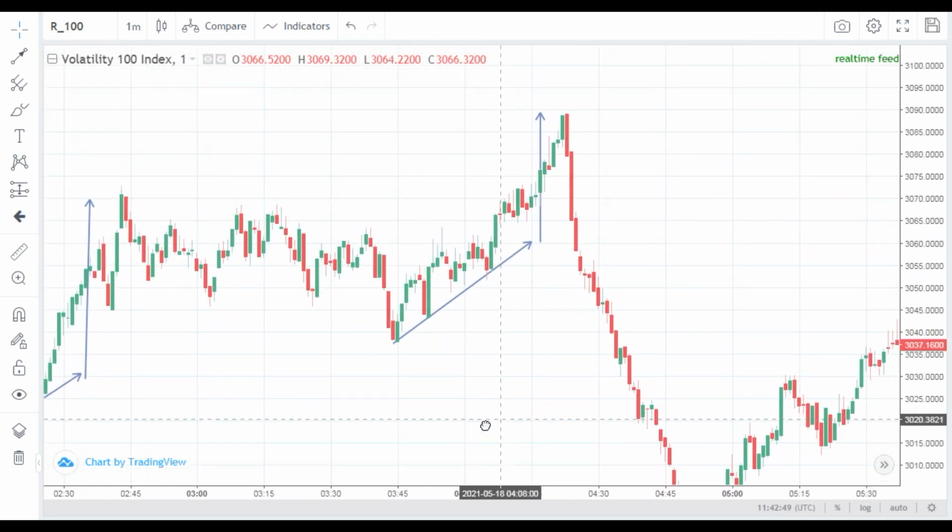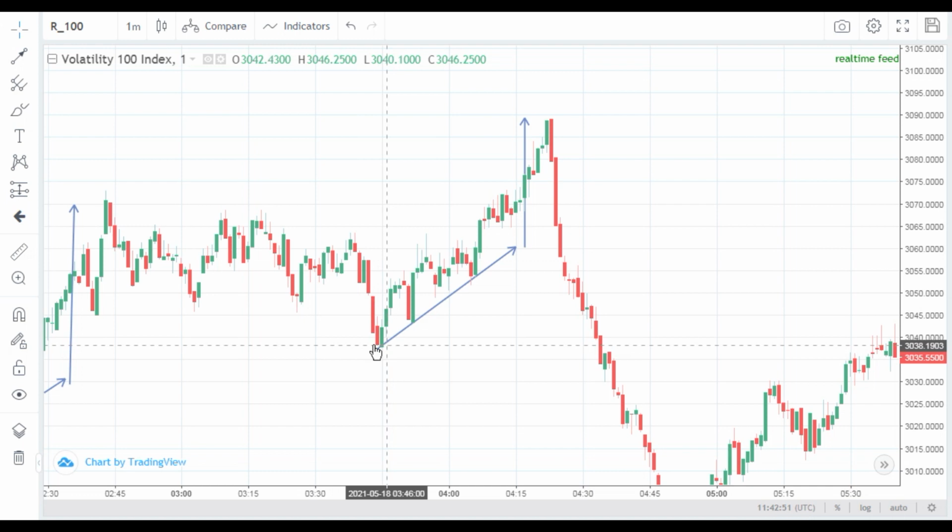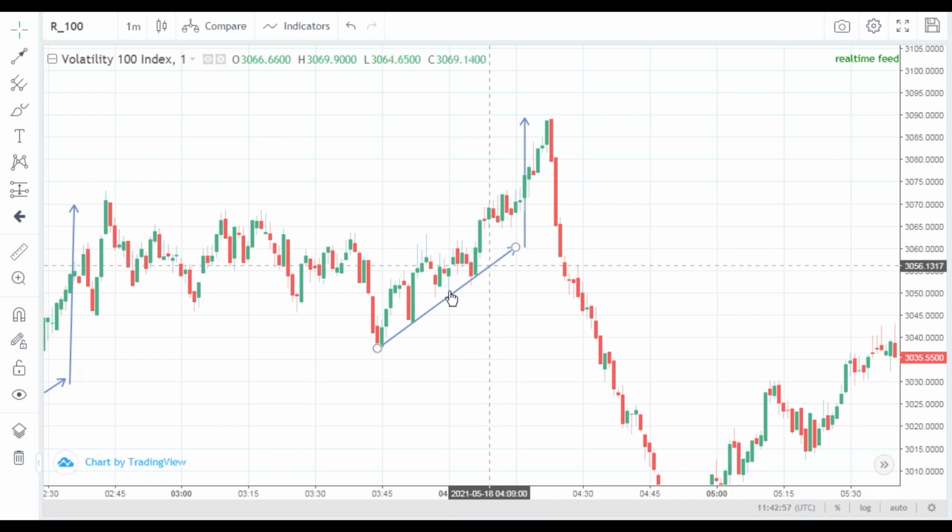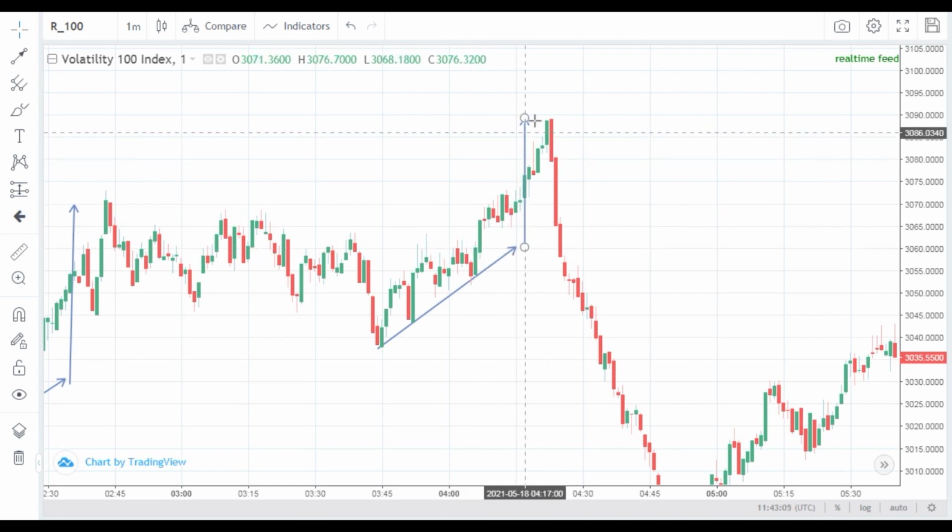Okay, there's another example right here. As I said, first touch, second touch, third touch, you draw your arrow, and once it is a rising arrow, what are you expecting? You are looking for buys. Then you start inputting your buys, and then you can see what happened here.